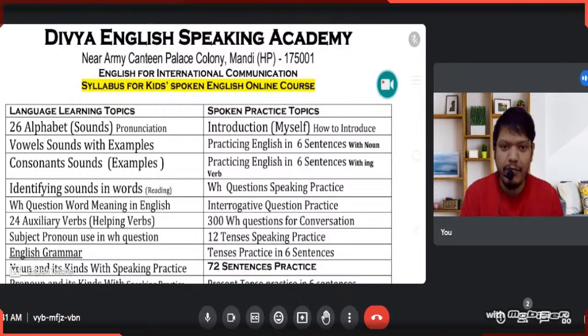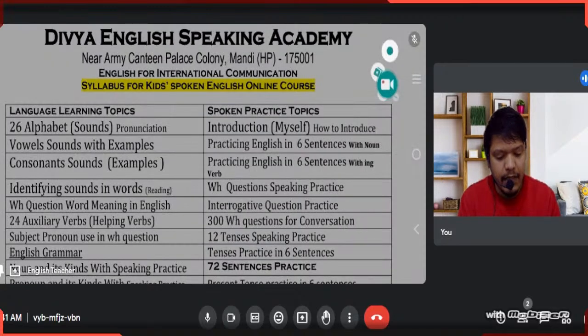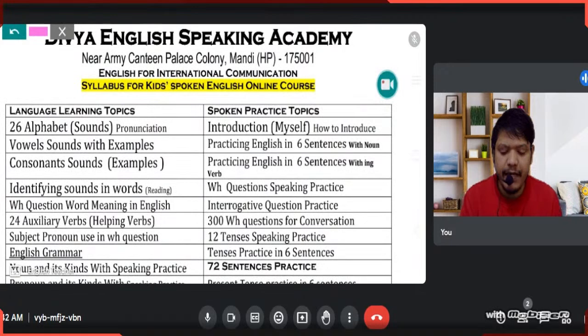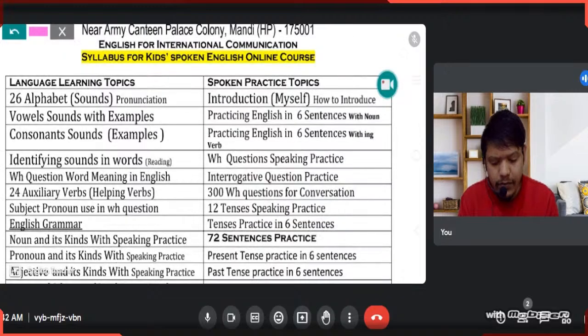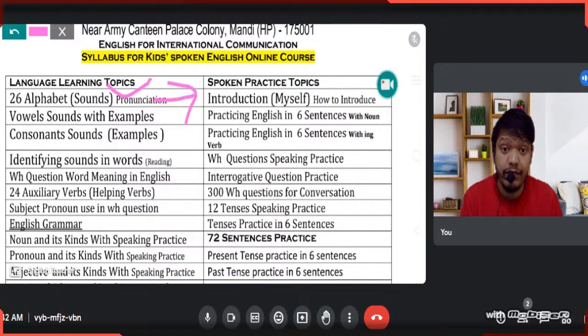Without taking much time, let's give the full details here. When we talk about learning language systematically, it begins from the alphabet. As we know, there are 26 letters in the English alphabet, as you can see here. The pronunciation, the sounds of the letters.